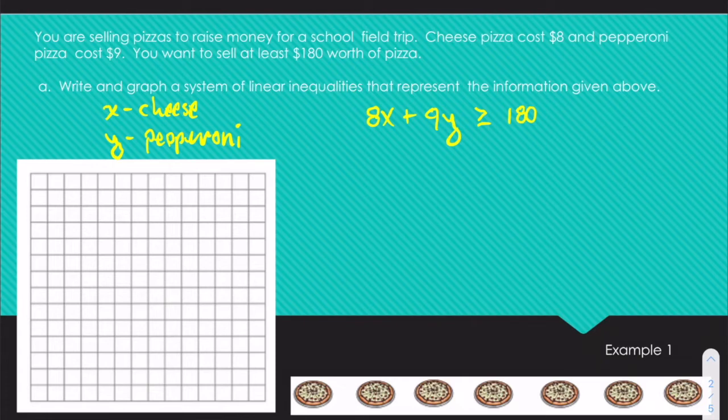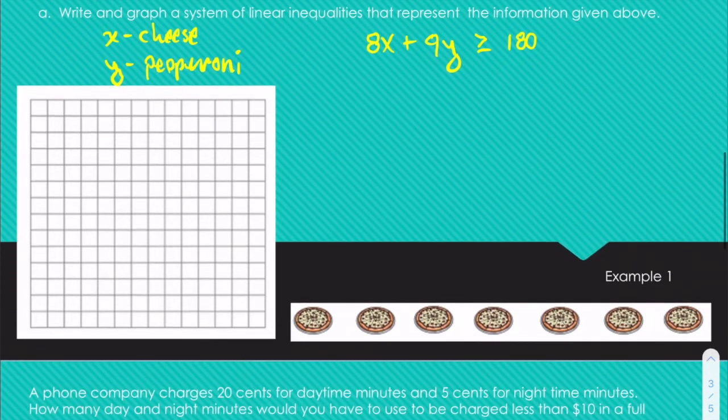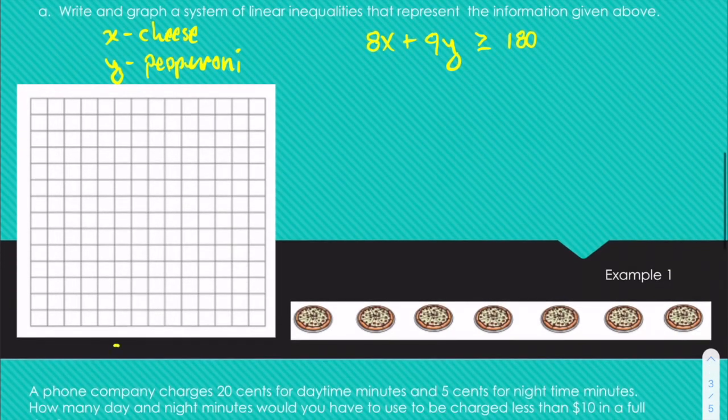We're going to be using the concept of intercepts in order to find what the far edges are. But before we do that, let's go ahead and label our axes. We said that X is cheese, so we're just going to write cheese down here on our x-axis. And for the y-axis, we said that that's pepperoni, so we're going to write pepperoni.